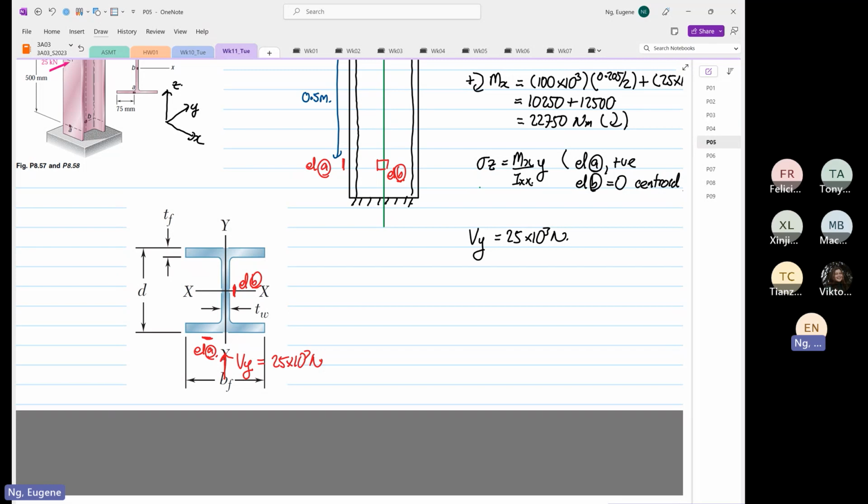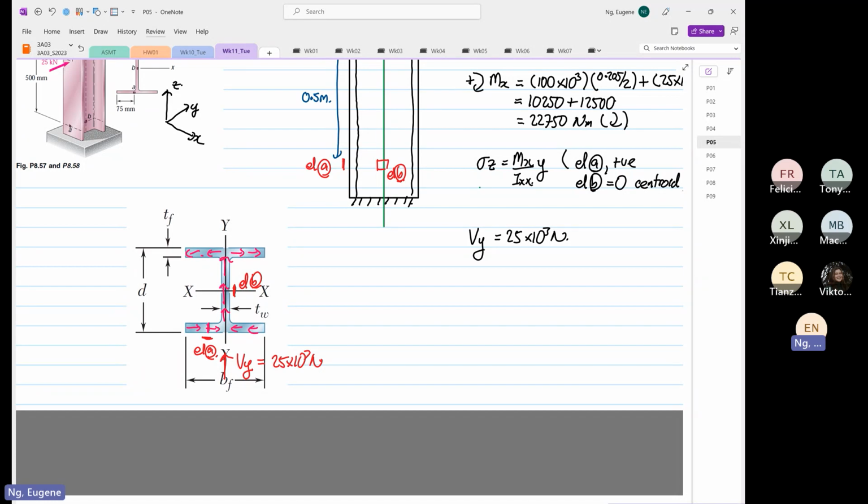Okay. So now if we were to sketch the shear flow, this is nothing new. You've done it before, right? We know that the web controls the direction, so this will do this, this will do this, this will do this, and this will do this. And element A is down here, right?